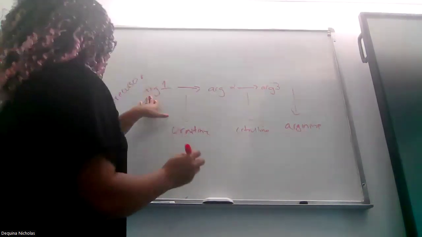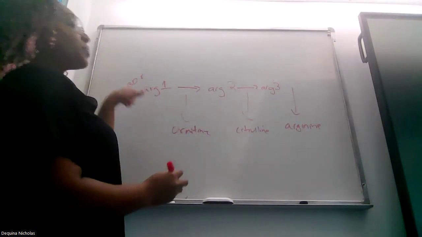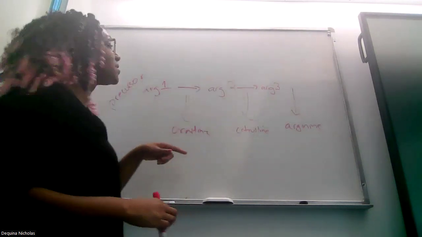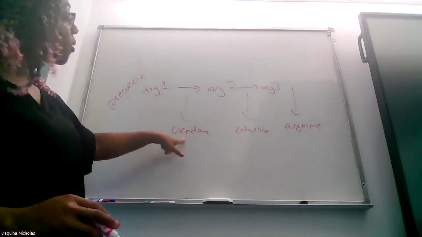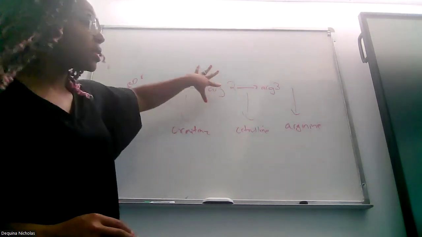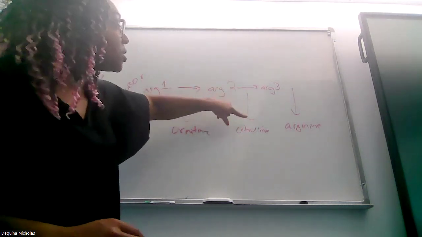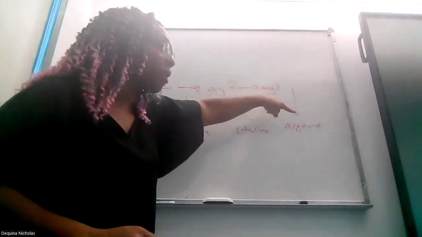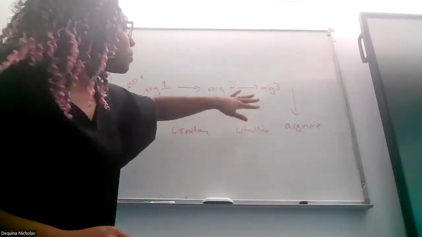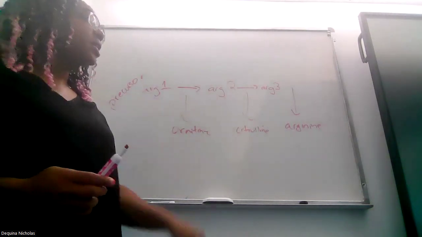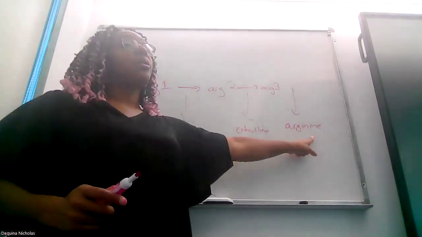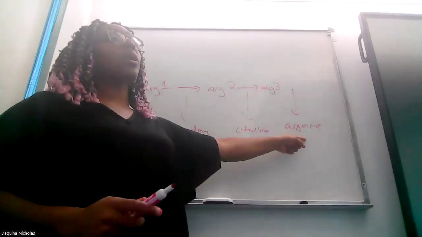So essentially this enzyme will convert the precursor to ornithine. Ornithine gets converted by ARCH2, this enzyme, to citrulline. Citrulline gets converted by ARCH3 to arginine. And so if you're thinking about an actual metabolic pathway, what the cell actually needs to live is whatever's at the end of the pathway. These are just the steps to get there.